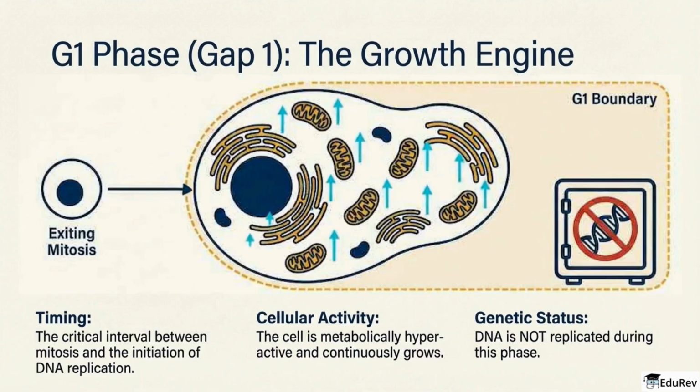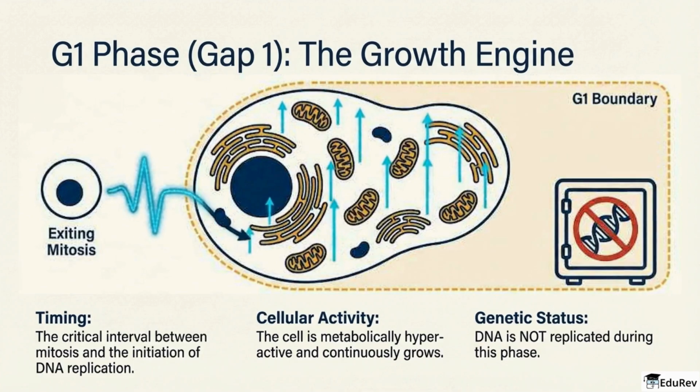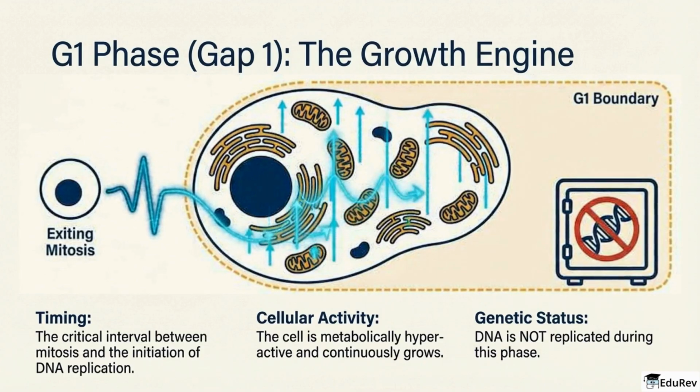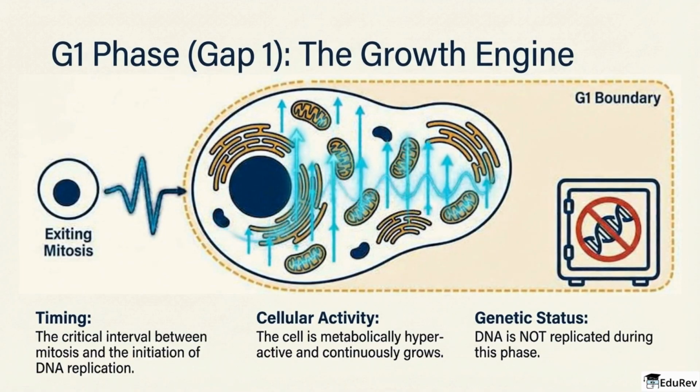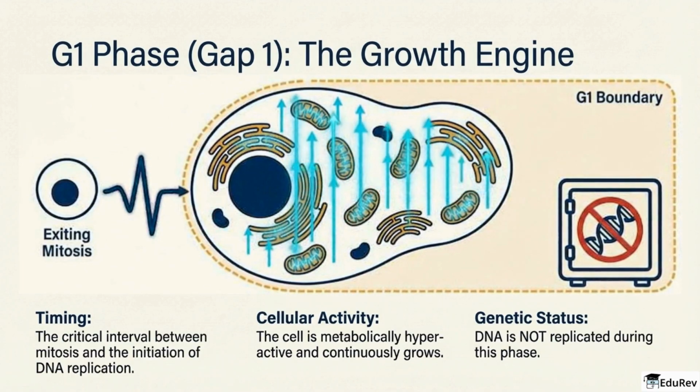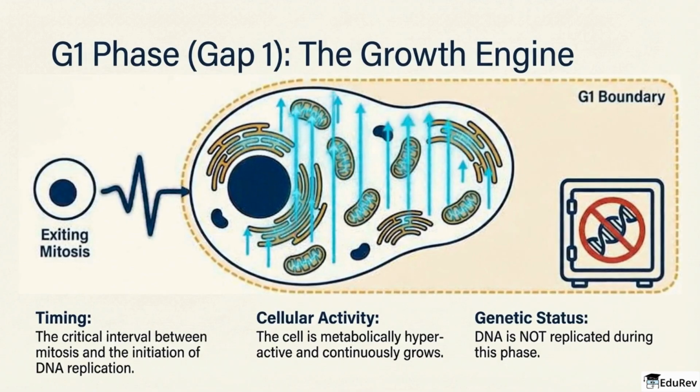The G1 phase is the growth engine of the cell. This is the interval right after mitosis and right before DNA replication begins. The cell is metabolically highly active and continuously grows. At this stage, DNA has not yet been replicated. That distinction matters because G1 is about preparing the cell to commit to duplication, not about duplication itself.